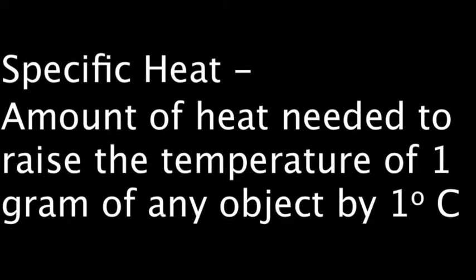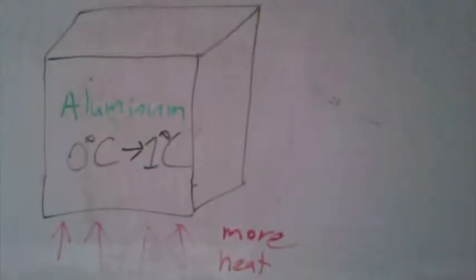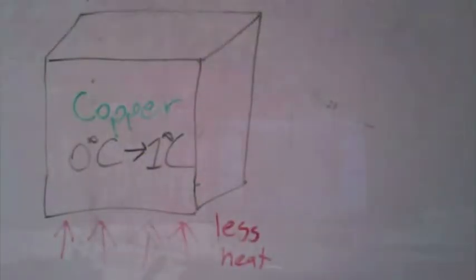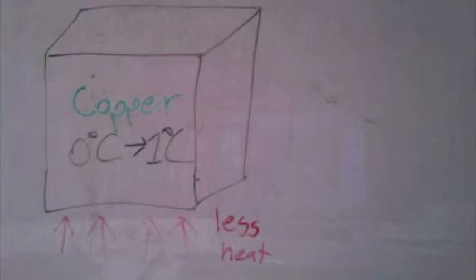degree Celsius. Huh? What does that mean? I'm so confused. Well, don't be. For example, aluminum takes more energy to be heated up, whereas copper can be easily heated. Since aluminum takes more energy to heat up, it actually has a higher specific heat than copper does. More heat is needed to raise the temperature of 1 gram of aluminum by 1 degree Celsius, whereas less heat is needed to raise the temperature of 1 gram of copper by 1 degree Celsius.